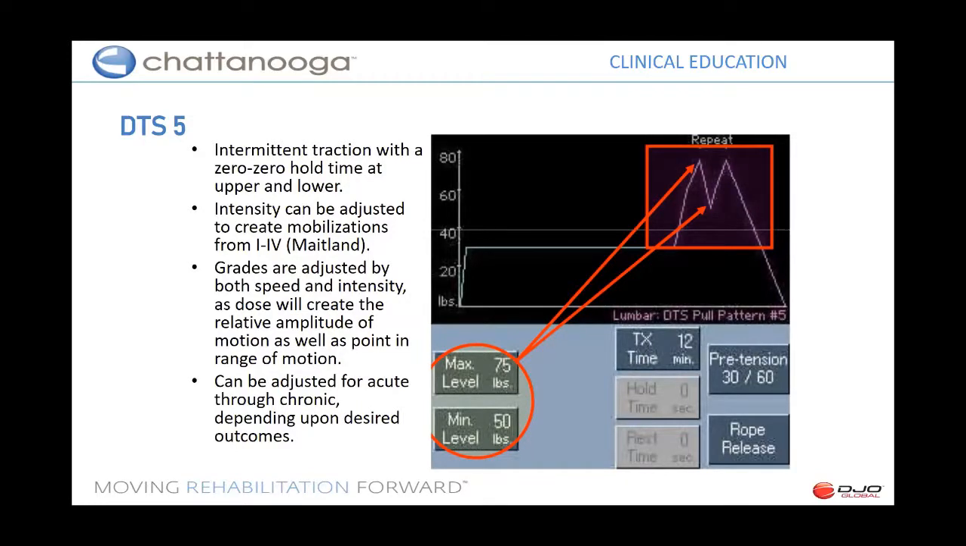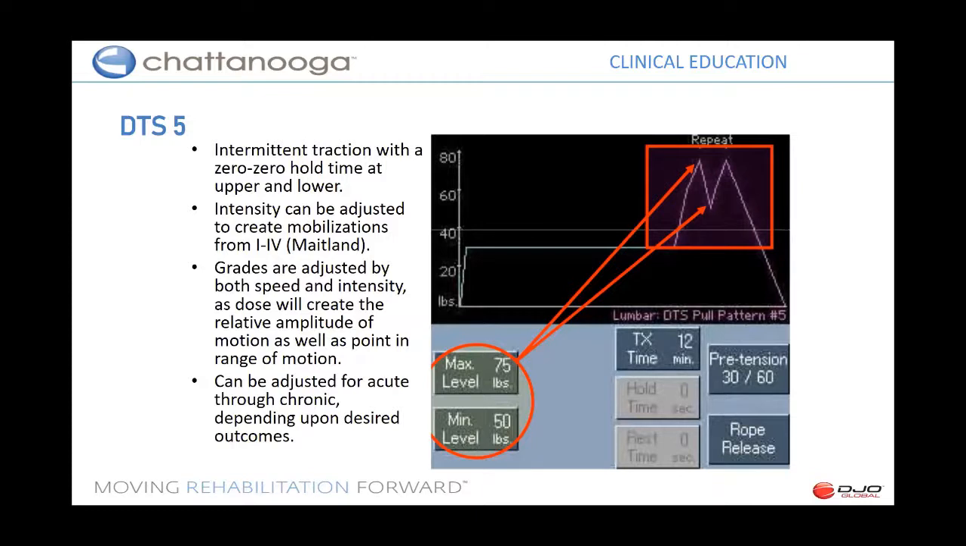So the DTS5 pull pattern is a mobilization. It's a 0 hold pattern. So what happens is when you get to the upper intensity, as soon as it reaches, it goes right back down. As soon as it reaches, it goes right back up, right? And again, you can set this at very low intensities. For the lumbar spine, if I have an acute patient and I want to do this oscillation, or a subacute patient, I can use this pattern at a 30% speed. And that 30% speed, it's very comfortable.